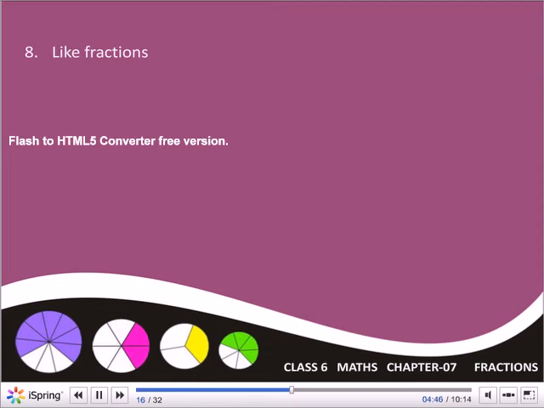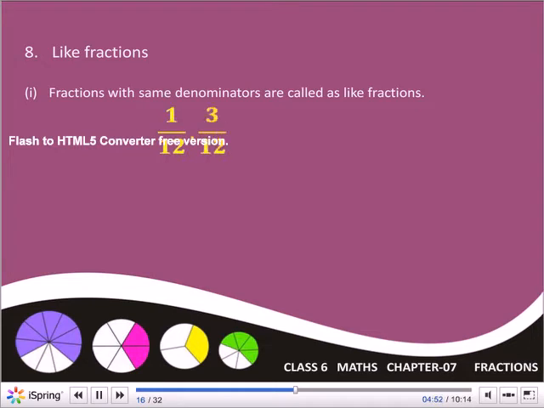Like fractions. Fractions with same denominators are called as like fractions. Examples are 1/12, 3/12, 4/12, 7/12, etc.